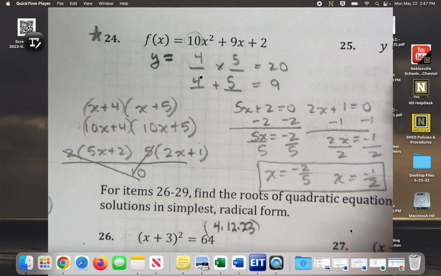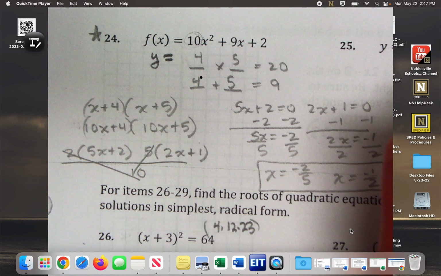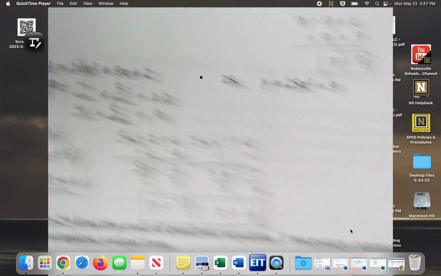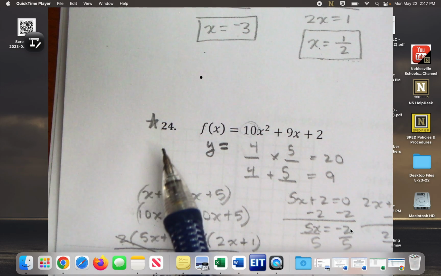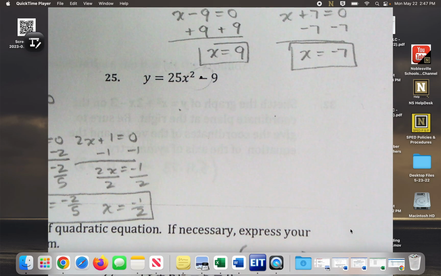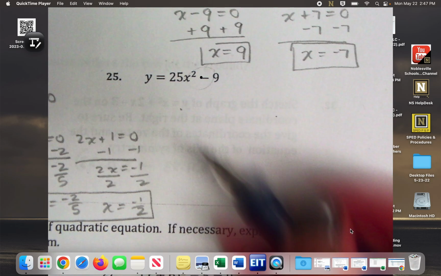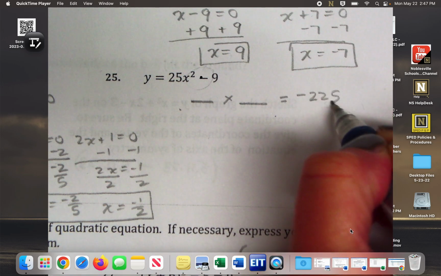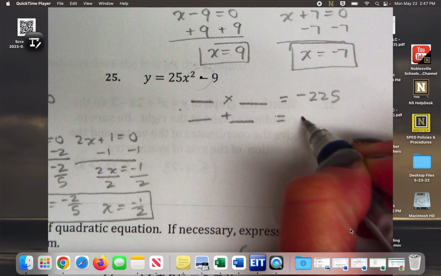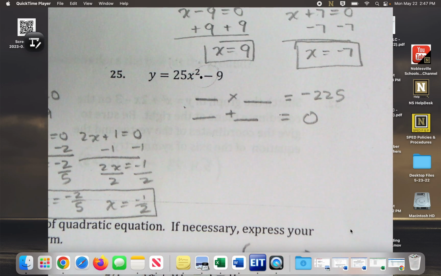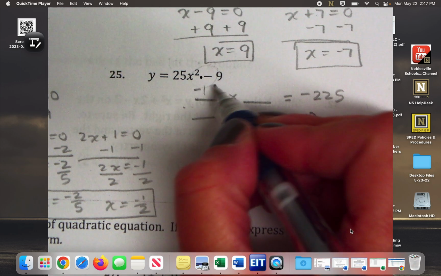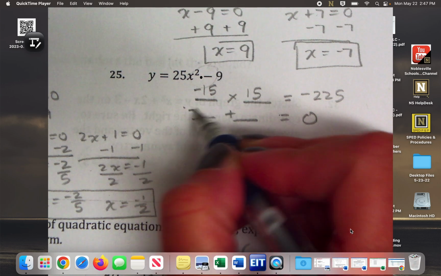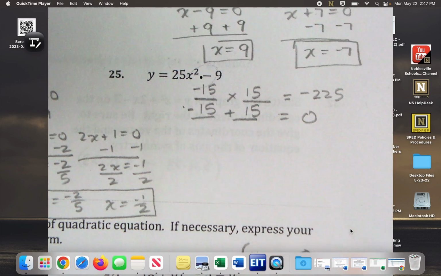Okay, this one's a little bit easier because we don't have a middle term. You guys can't see number 25? Wait, did you put the star next to number 24? Yes. Okay. It's a little easier. Okay, what times what equals negative 225? What plus what equals 0? Because we don't have a b value, right? So you're going to get negative 15 and 15.